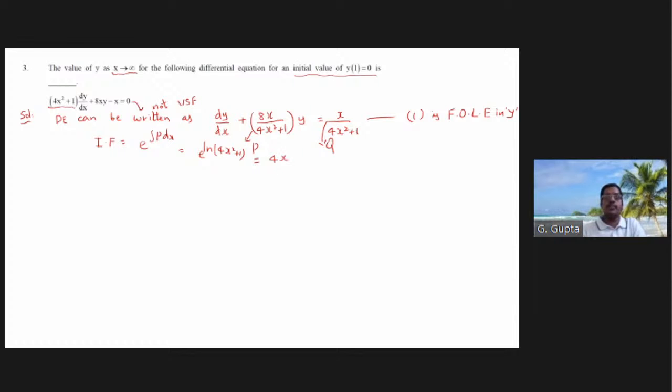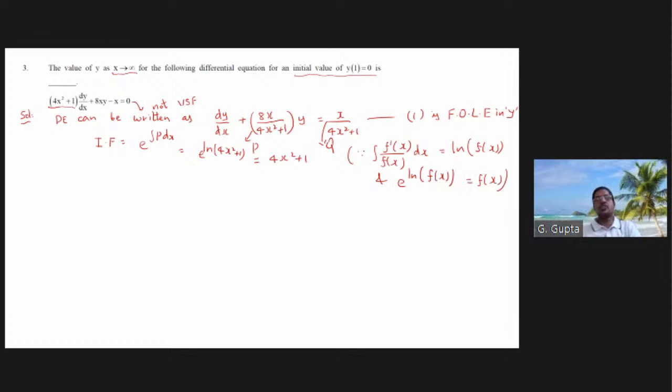4x square plus 1, that is IF. Here I used the formula integral f dash x upon f of x dx is equal to log mod f of x, and e to the power log of f of x is nothing but simply f of x, according to the logarithm-exponential definition. After finding IF, the general solution, that is GS, is y into IF.